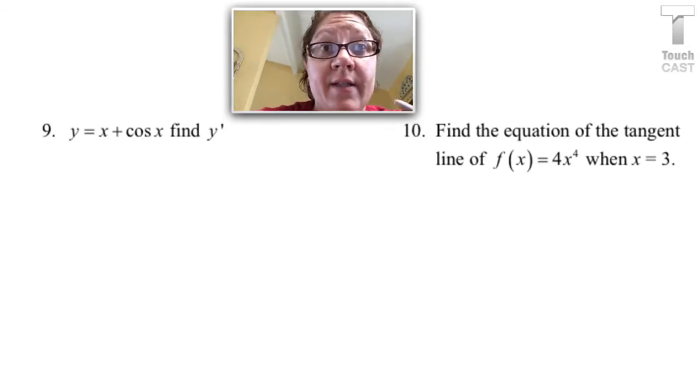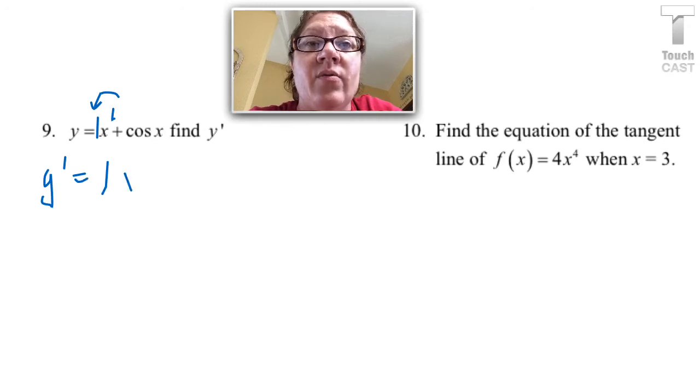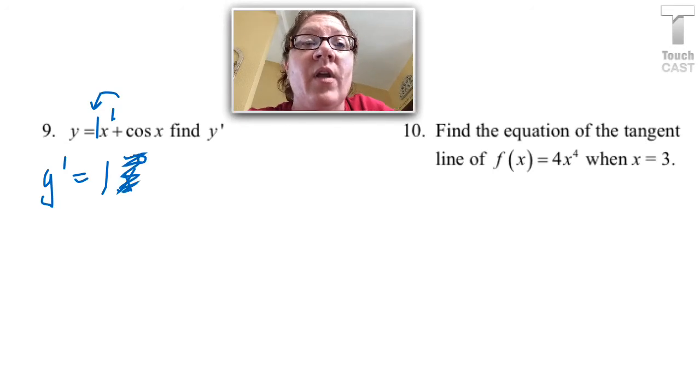So on the next one, I have a sum, so I can just do each piece separately. And of course, remember this has an exponent of 1 and a coefficient of 1. So when I power down, I get 1 times 1, which is 1. And then I have x to the 0. Stop writing that. I told you you don't need to write those.